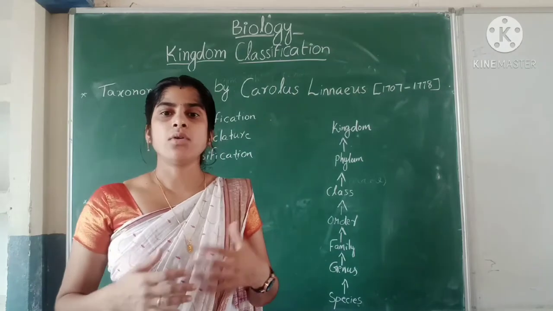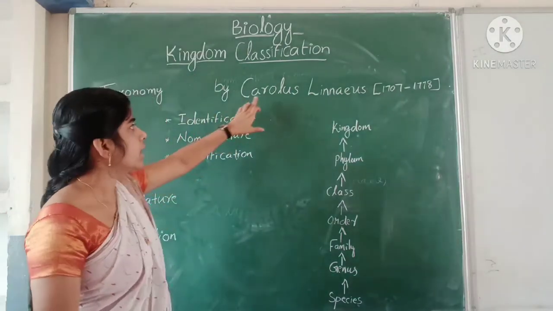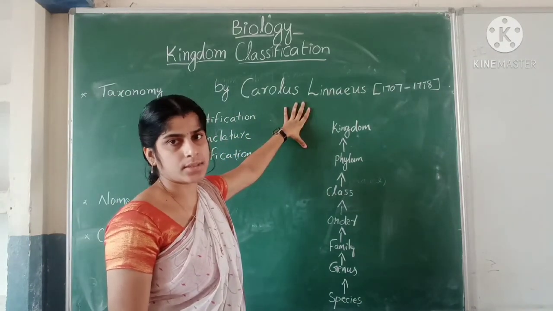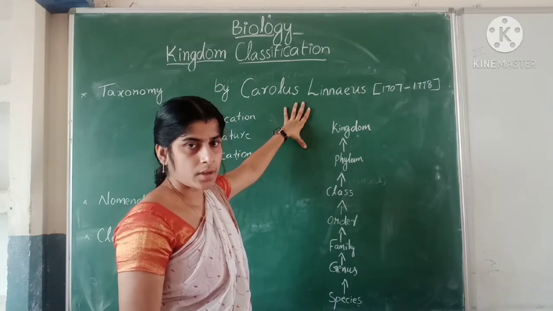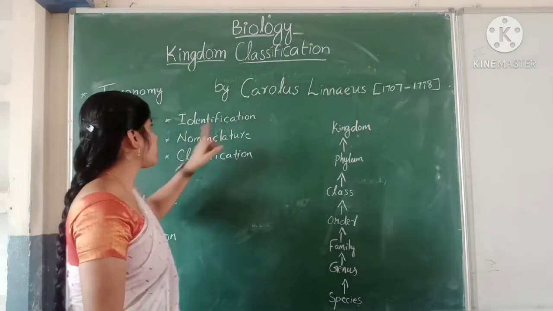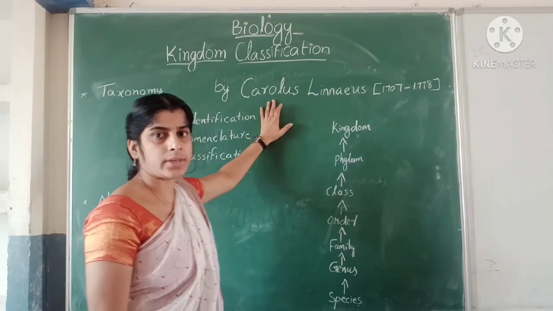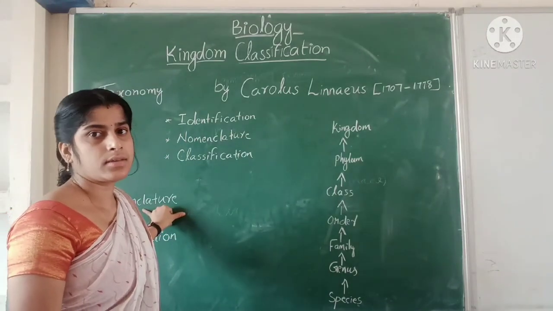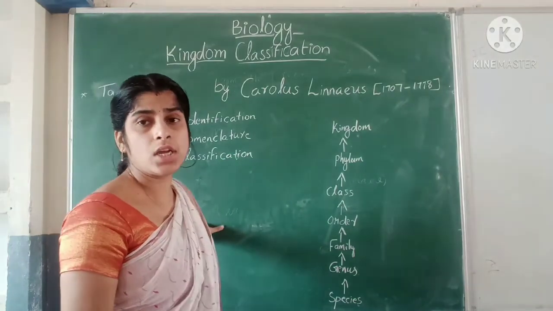The system of binomial nomenclature was introduced by whom? Carolus Linnaeus. So this is also called the Linnaeus system. He introduced this binomial nomenclature in the 1750s.